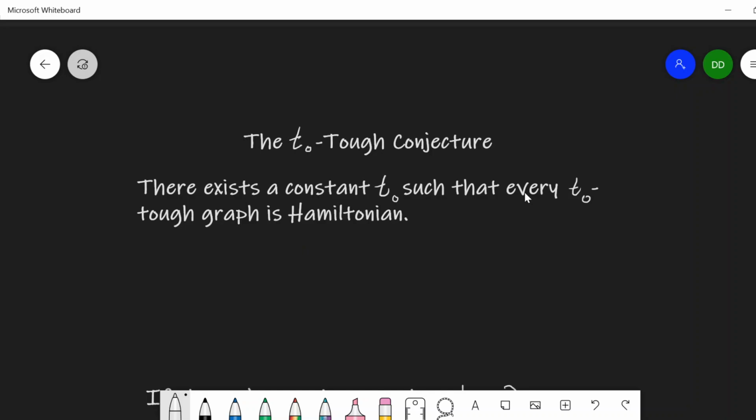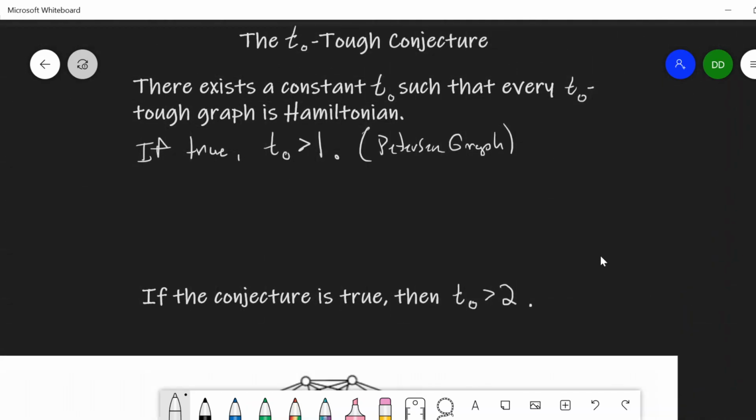So the Petersen graph shows us that if this is true, and we don't know if it's true, this is a conjecture. If you want, you can do your project on this. If true, then t-naught is strictly bigger than 1. We've already shown that 1 isn't high enough. The Petersen graph breaks it. But is there a bigger constant that works?